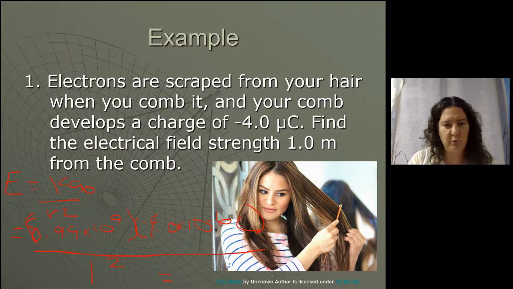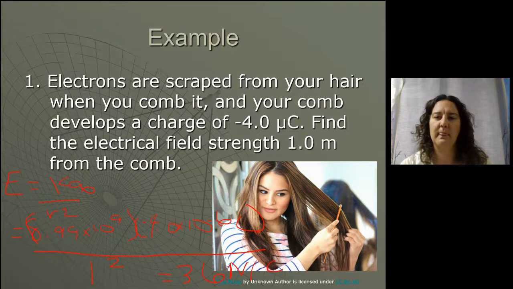And this gives us a solution of 35.96, or 36 newtons per coulomb. So 36 newtons per coulomb is our answer, 36.0, for the electric field strength that we have when we combed our hair.